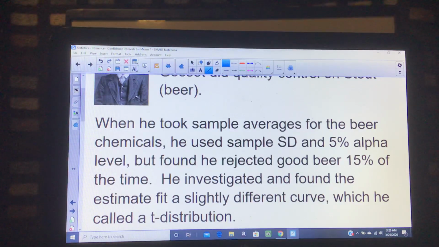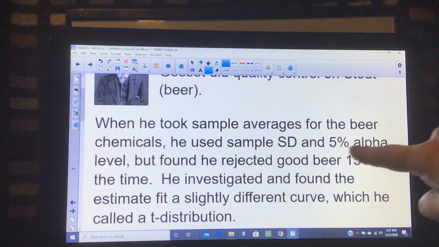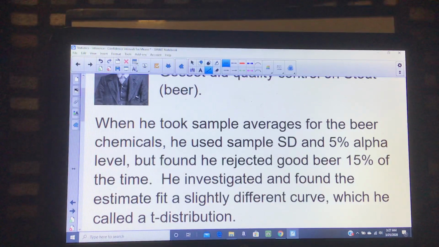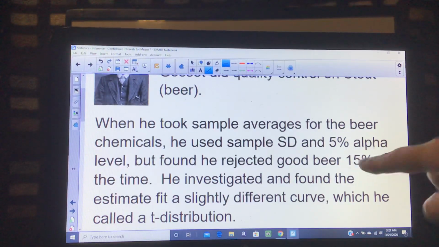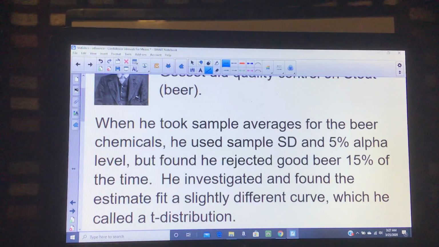So he discovered he was supposed to use not a normal curve, but something that looked very close to it, something that was unimodal and symmetric but had a slightly different shape. This thing that had the slightly different shape, he called a t-distribution. Now, the thing with t-distributions is there's more than one of them. The smaller the sample size, the worse this problem became. So he found out he was using a smaller sample size. That's why he was throwing away so much beer. If he would have upped his sample size, he still would have been throwing away more beer, but it wouldn't have been as bad as this. And if he had lowered his sample size, this would have gotten worse.